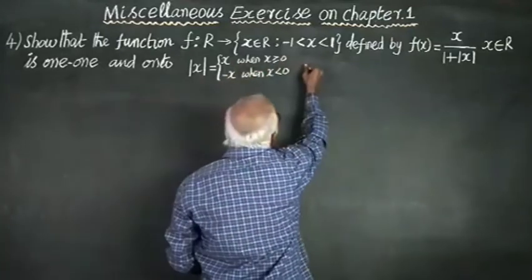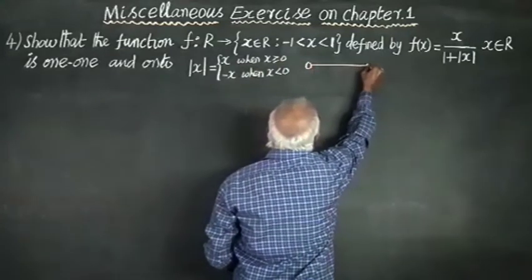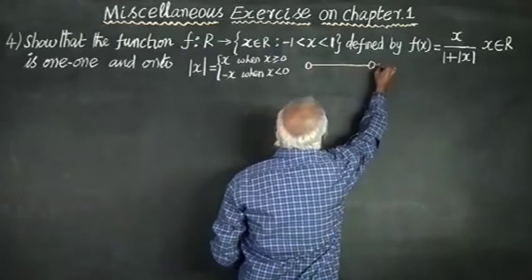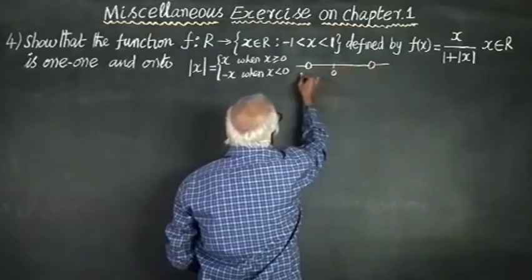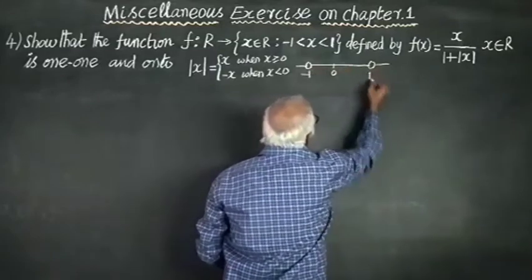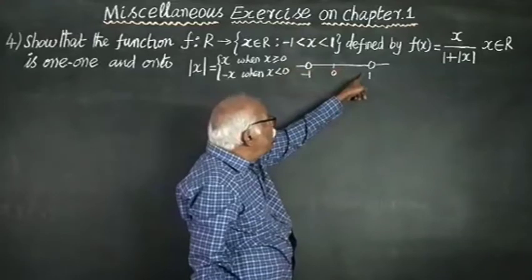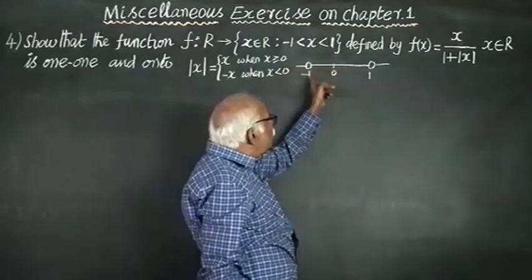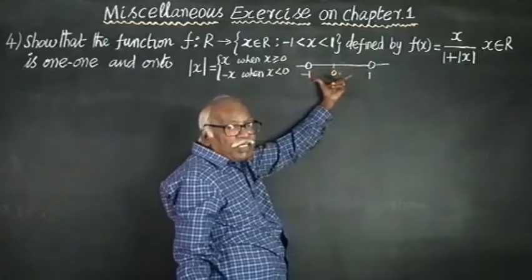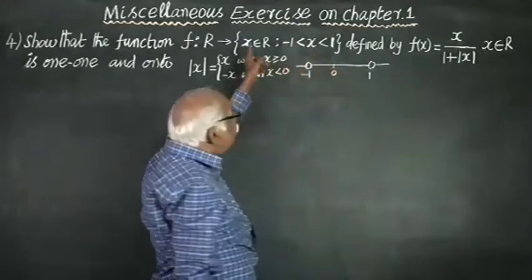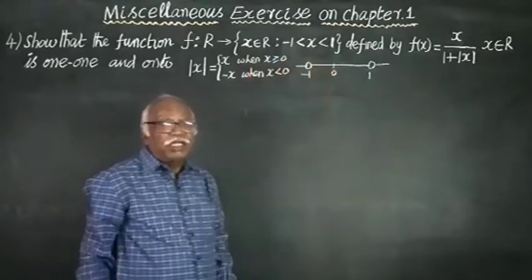Now the interval. This is the number line, this is minus 1, this is plus 1. Minus 1 not included, plus 1 not included, all the values between minus 1 to 1 are included in this interval. So this is the domain set, and the real numbers are the codomain set. You have to prove that the given function is 1-1 and onto.